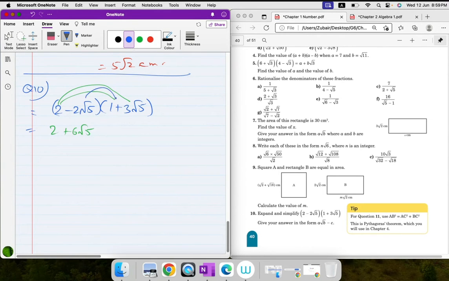Second one, minus 2 square root 5 into 1 is minus 2 square root 5. And minus 2 square root 5 into 3 square root 5 is minus 6, and square root 5 into square root 5 is 5. So 6 minus 2 is 4. 6, 5 times is 30. This is minus 28 plus 4 square root 5.